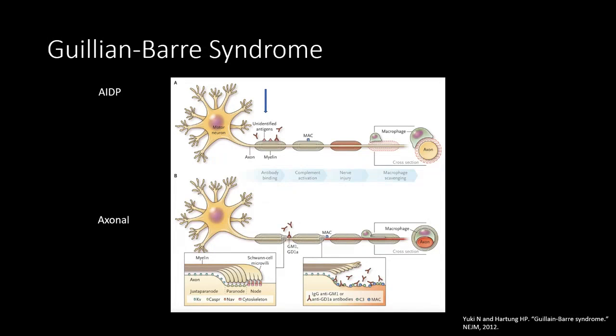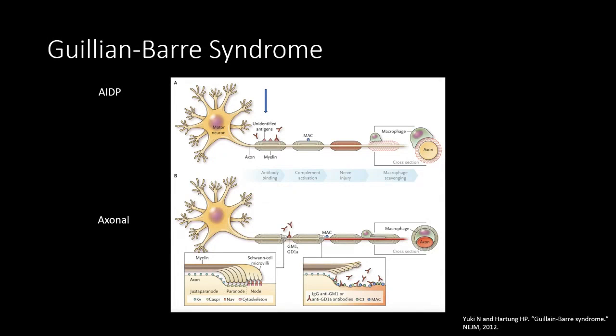And so rather than primarily attacking the myelin sheath, the antibody target is at the node of Ranvier, also activates complement, and also results in destruction and macrophage scavenging. There's also some degree of disruption of the integrity of the paranode and nodal interaction with the axon, and so there can be propagation of the axonal damage even beyond the node of Ranvier.